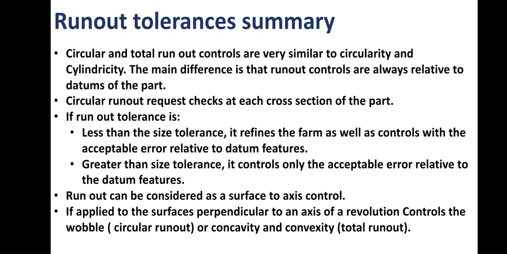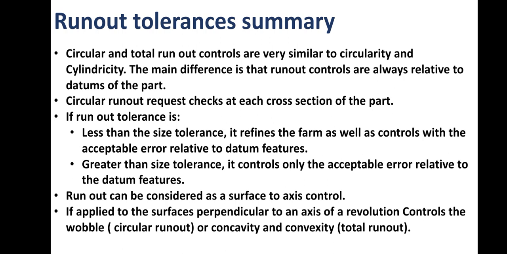For runout tolerances, the circular and total runout controls are very similar to circularity and cylindricity. The main difference is that runout controls are always related to the datum of the feature, the datums of the part. The circular runout requires checks at each cross section of the part. If the runout tolerance is less than the size tolerance, note that this is very important for solving stack-up problems, it refines the form.